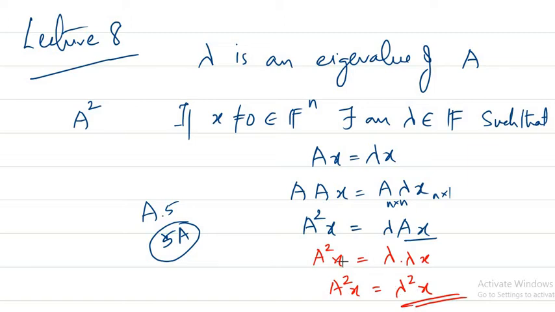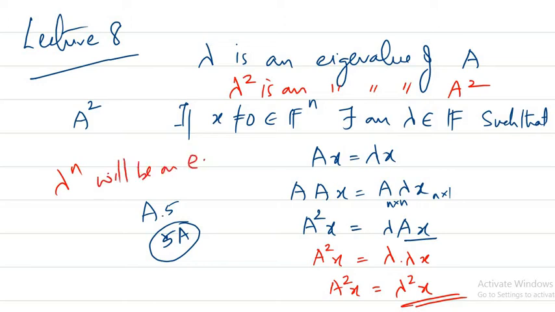So what do you mean by that? If lambda is an eigenvalue of A, then lambda square is an eigenvalue of A square. Similarly, you can go forward multiplying the left side by A and doing the same process. You can see that lambda power n will be an eigenvalue of A power n, right?